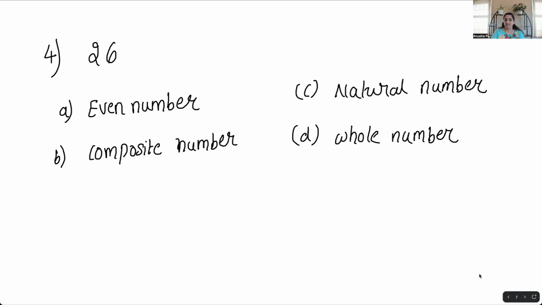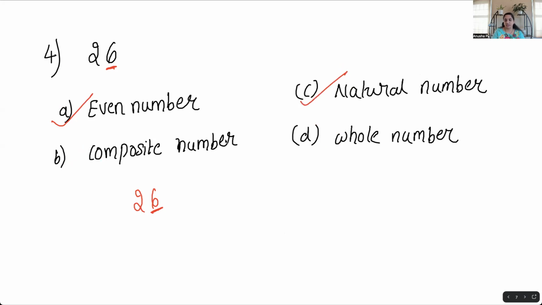26. Is 26 an even number? To check whether 26 is an even number or not, you have to check the ones place. So in 26, the ones place is 6. So if the ones place is ending with 0, 2, 4, 6, 8, then you will call it an even number. And this is a positive number. So it is called a natural number.